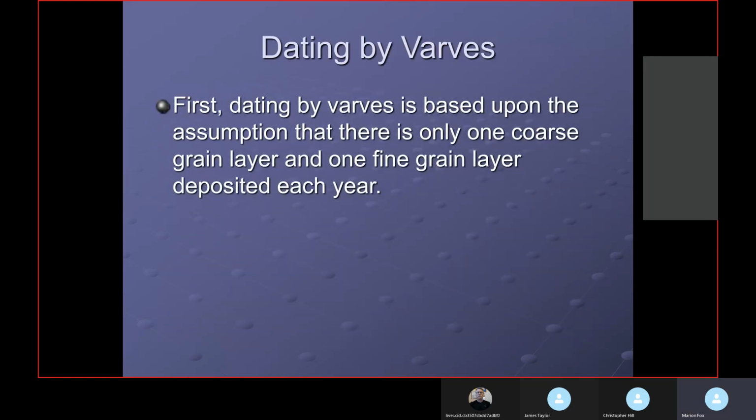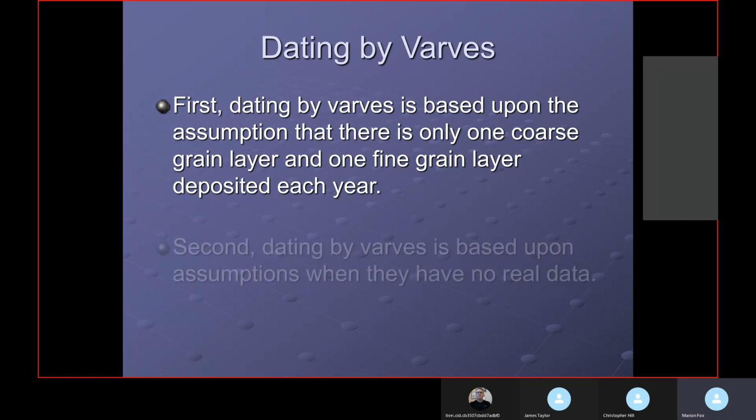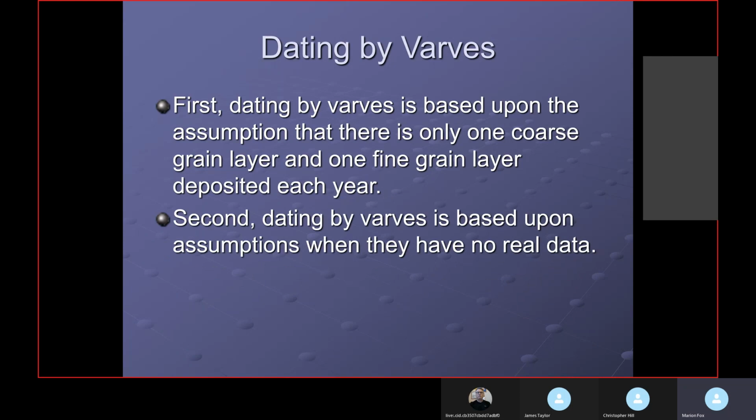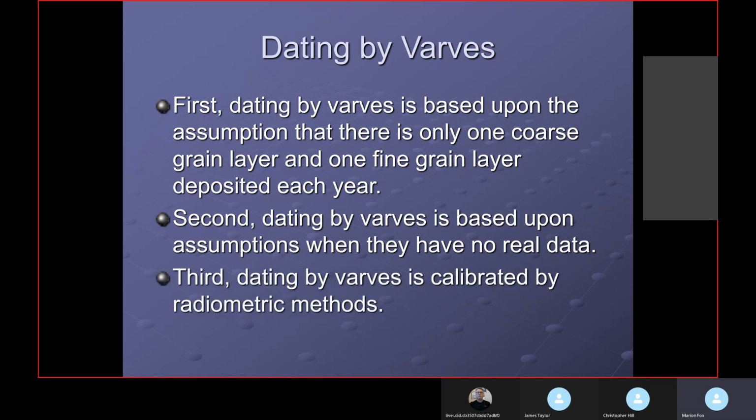Dating by varves, let's look at them, is based upon the assumption that there's only one coarse grain layer and one fine grain layer deposited each year. That's, notice they call them annual layers. That's the assumption. And that's an assumption. Dating by varves based on assumptions when they have no real data. They haven't gone back and looked at them 20,000 years ago. So they have no real data to prove it. But it's calibrated with radiometric methods. So they calibrated with radiometric methods, usually radiocarbon.